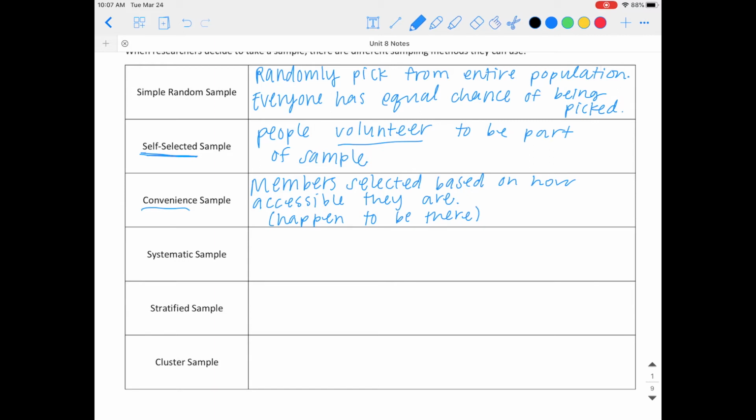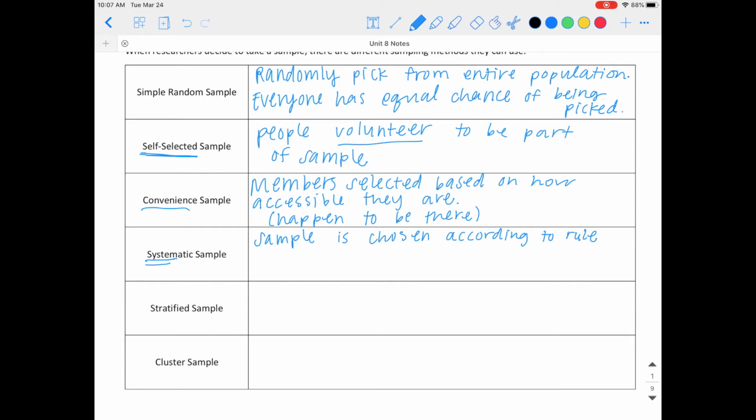Okay, then we have a systematic sample. A systematic sample follows a system. So we use some sort of rule to pick the sample. This is a little different from a simple random sample, because a simple random sample is random. We're randomly picking from the entire population. Systematic, we're following a rule.